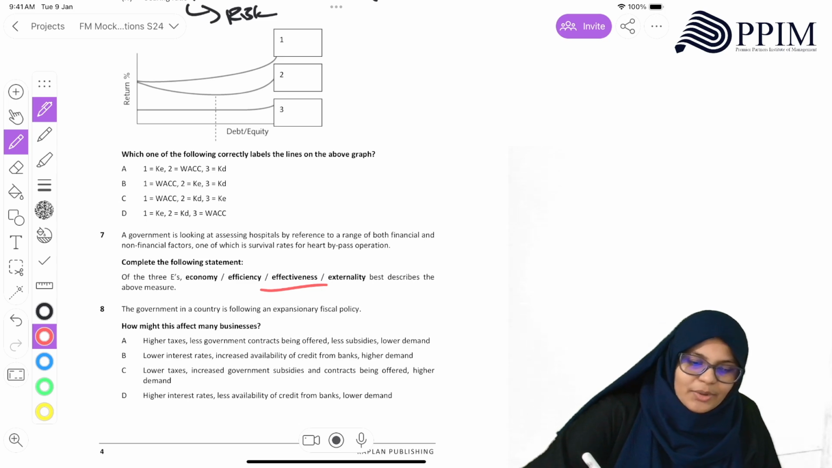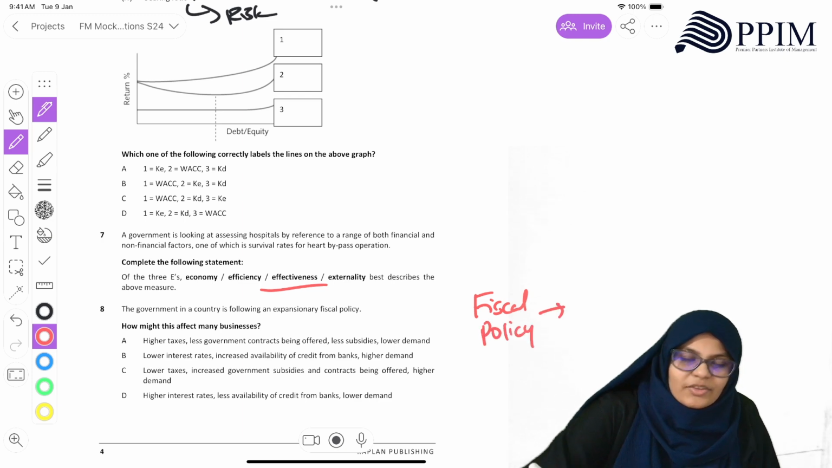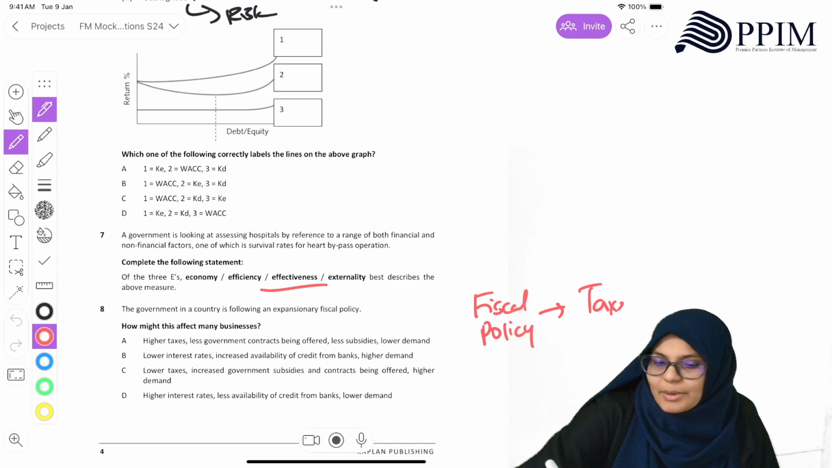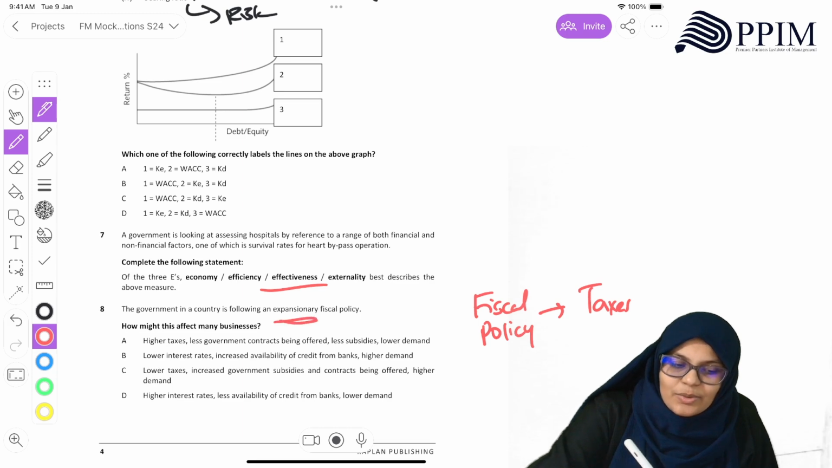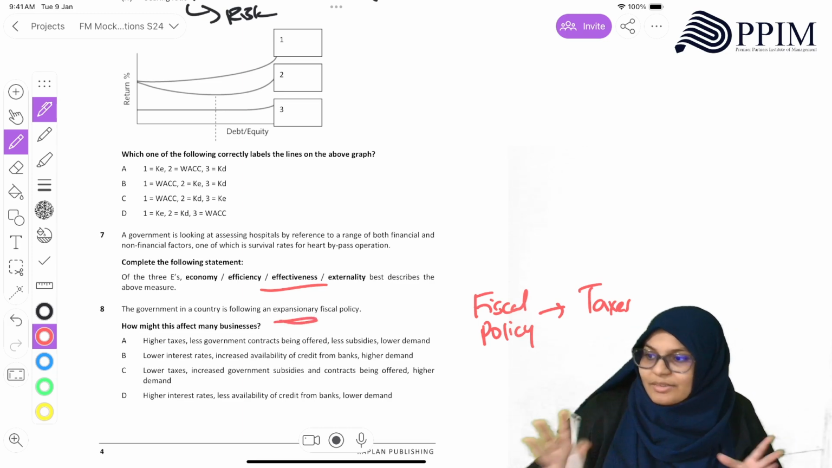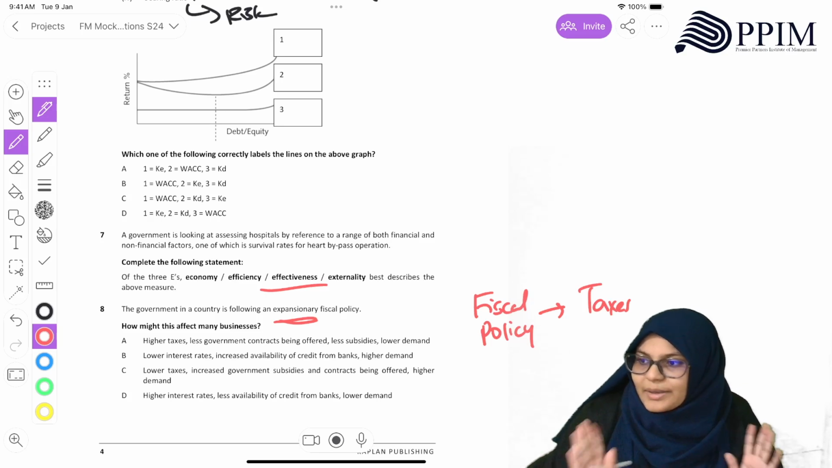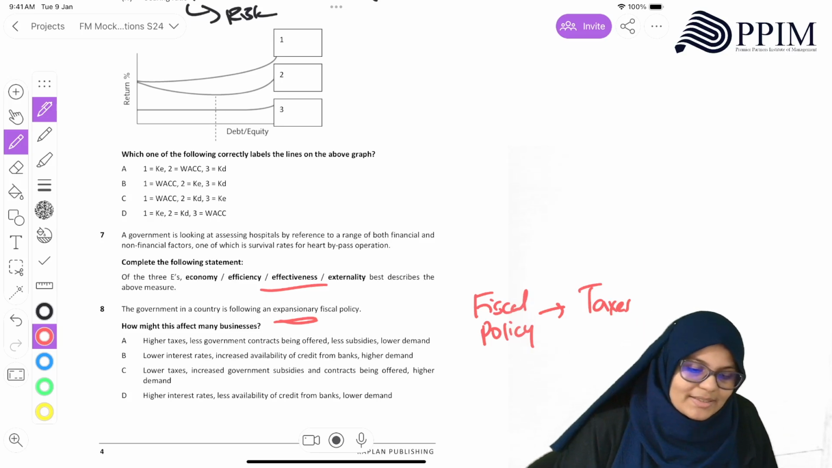The government in a country is following an expansionary fiscal policy. Okay, so fiscal policy means what? We are going to do something with taxes and public spending. That's only fiscal policy. Expansionary means what? We are trying to increase whatever we are trying to do. Okay, so it has to become bigger than what it is, right? So we'll see what it says.